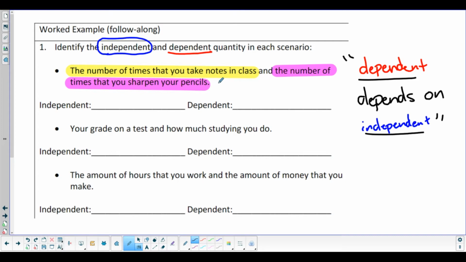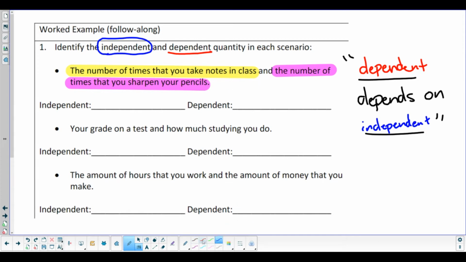The amount of times that you take notes kind of just happens on its own, right? And in fact, it happens first. You have to take notes and then you sharpen your pencil because it's dull afterwards. Well, unless you buy an unsharp pencil. But in this case, I think it works the other way around, meaning this.